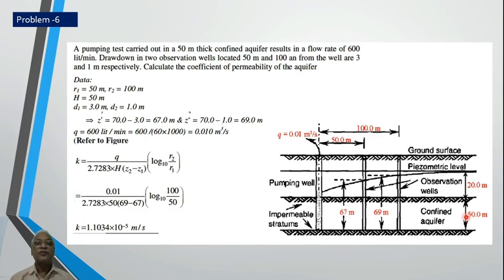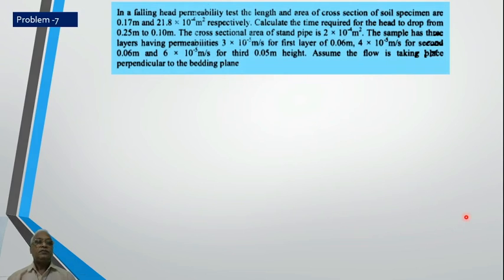The next problem, again it is a falling head permeability test. Length and area are given. Calculate the time required for the head to drop from 0.25 meters to 0.1 meter. Standpipe area is given. The sample has 3 layers, having permeabilities 1, 2, 3, and for the third layer it is 6 into 10 raised to minus 5 meters per second.